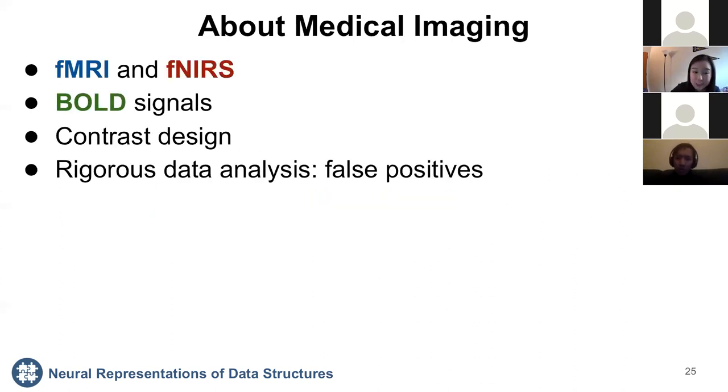While there are a lot of things involved in medical imaging studies in software engineering, or at least for my studies, there are only four things you need to know. What are fMRI and fNIRS? What are BOLD signals? What is a contrast design, which actually explains why we put spatial ability with data structures together to investigate? And lastly, what do we need to be careful about in brain data analysis? In the next few slides, before discussing the experimental design and the findings of this very first study on data structures and spatial ability, I will introduce these four things to you one by one.